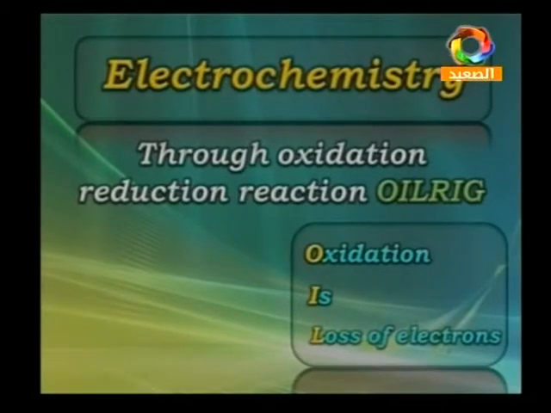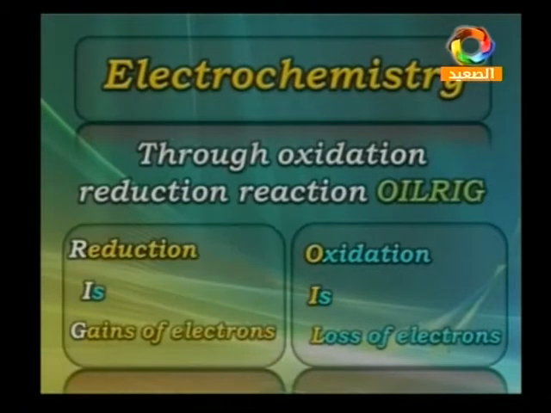It means OIL. To not forget any sentence or any expression in chemistry in general, I must make abbreviations for some things, as we will see now. OIL RIG: oxidation is loss of electrons. OIL. And in other words, reduction is gain of electrons. It's very easy. Reduction is gain of electrons. So here is the meaning of OIL RIG.